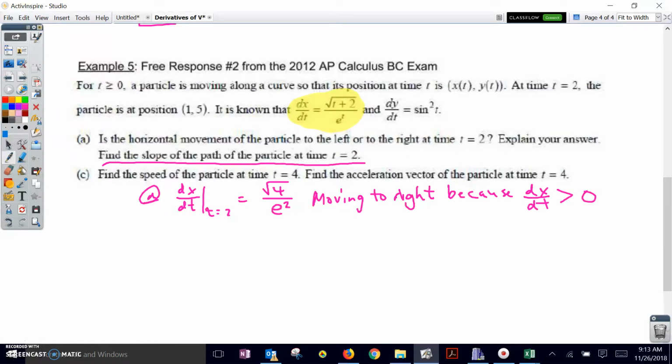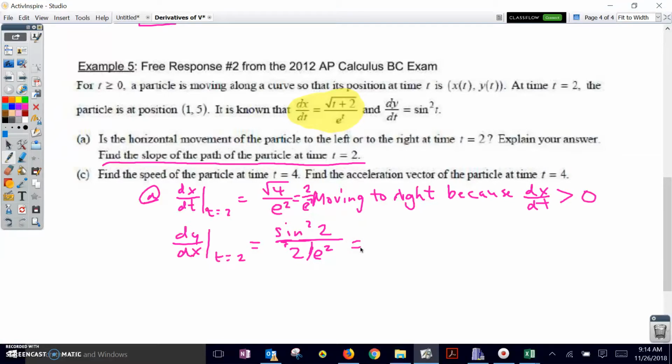And then we're supposed to find the slope of the path of the particle at time t equals 2. The slope of the path, so we're just looking for dy/dx. So dy/dx at time 2 is dy/dt, so that's the sine squared of 2, over, and we already know that this is square root of 4 over e squared. How about just 2 over e squared? That's 2 over e squared.